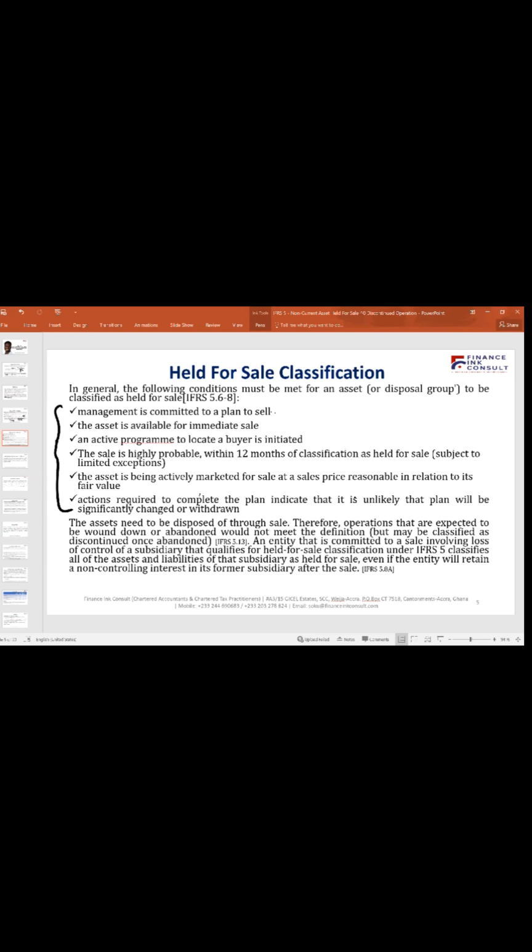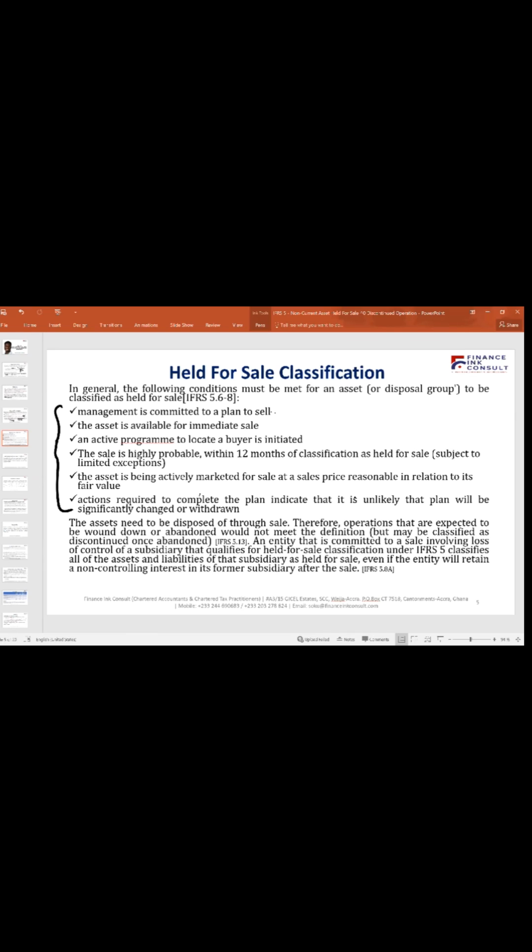Then three, there should be an active program. Management can intentionally classify it as held for sale, and no one is aware. As an auditor, when you go and ask, oh, we are selling it, but who is aware? No one is aware. In fact, sometimes some staff are not even aware that they are selling some of their assets. So you could know that, oh, this is a scheme, right? So there should be an active program. You see some organizations publishing it in the newspaper and all those things, that we are selling our assets.